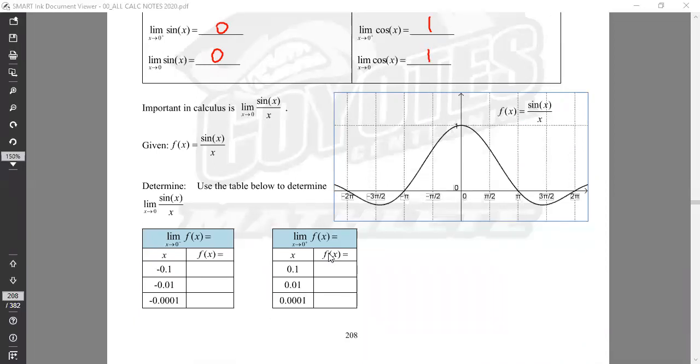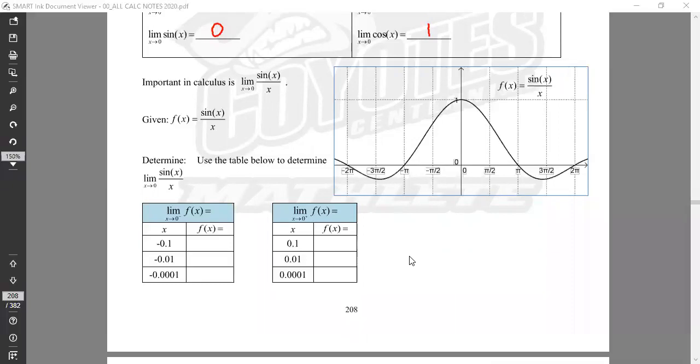What we're wanting to get at with this idea is we have kind of a different looking limit here. Important in calculus is the limit of sine x over x as x gets closer to 0. Our graph looks kind of like this. And if we use our table of values below, if we look at sine x divided by x, if we take negative 0.1, we get 0.9983. As we get even closer, 0.9999.